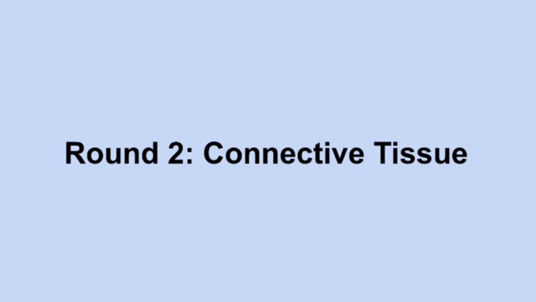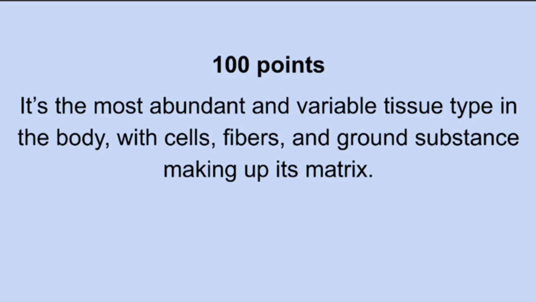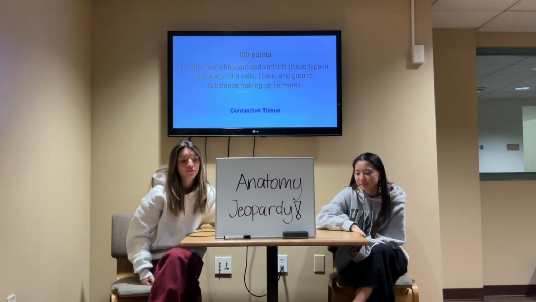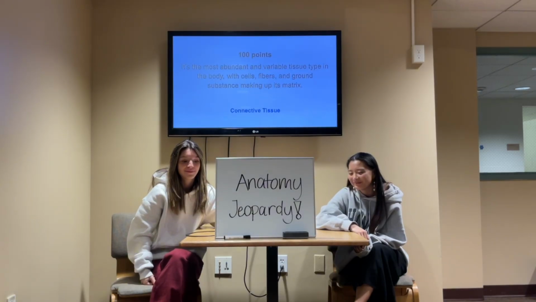Round 2, connective tissue. For 100 points, it's the most abundant and variable tissue in the body, with cells, fibers, and ground substance making up its matrix. What is connective tissue? Right. It supports, binds, and protects organs from bone to blood.